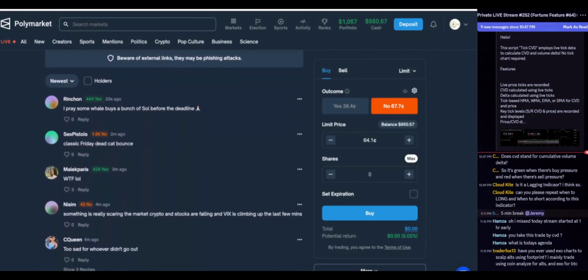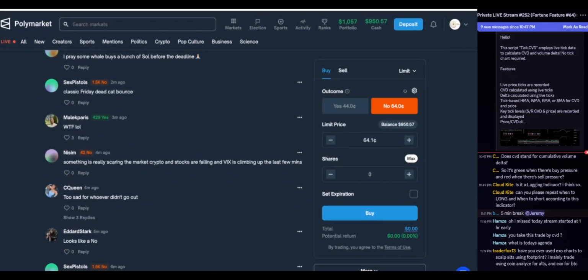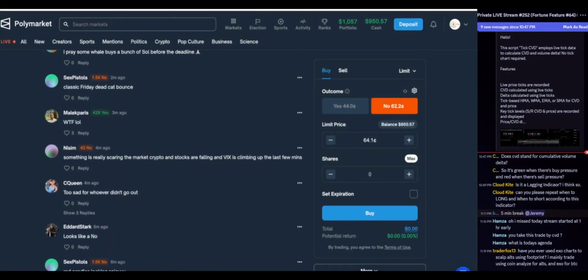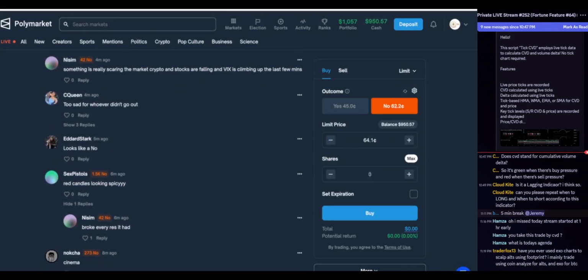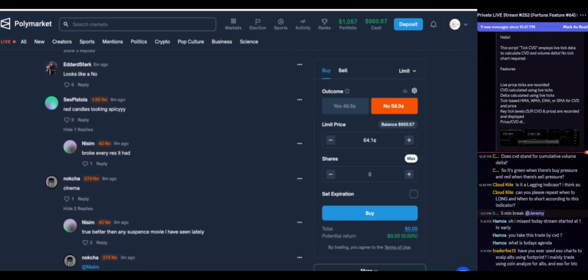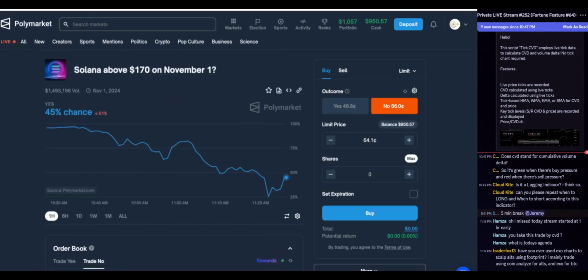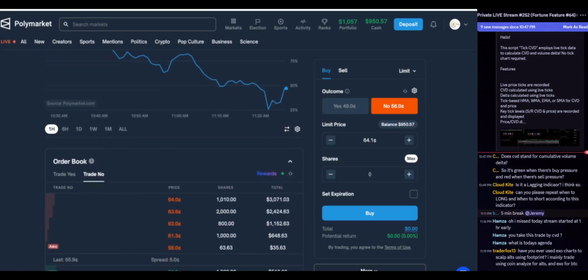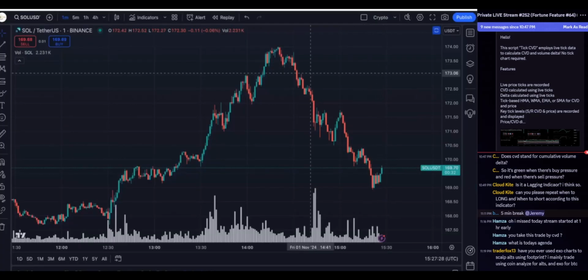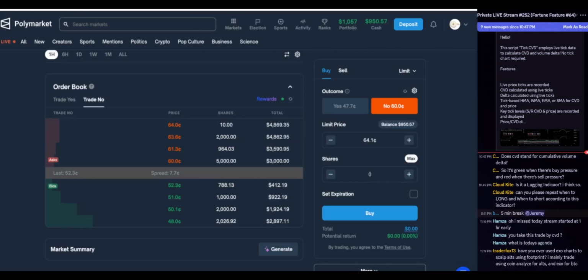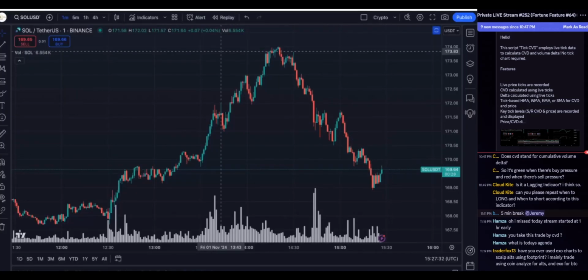Man, this is so interesting. Guys so mad that it went below. Red candle's looking spicy. Everyone's talking about right now how fascinating it is that this coin is just going to be all over the place. Wait, is it really trading at 50? How is that possible? Price is below 170.